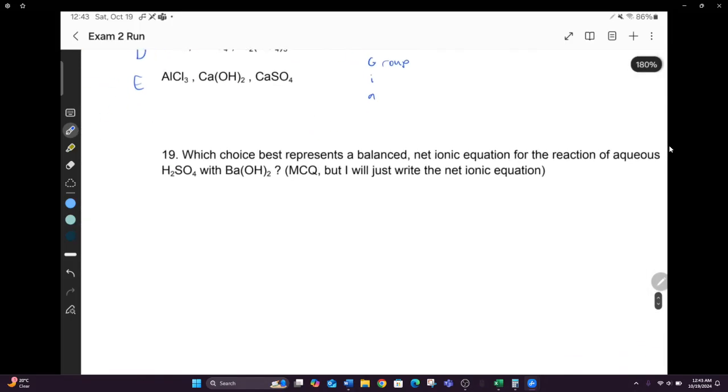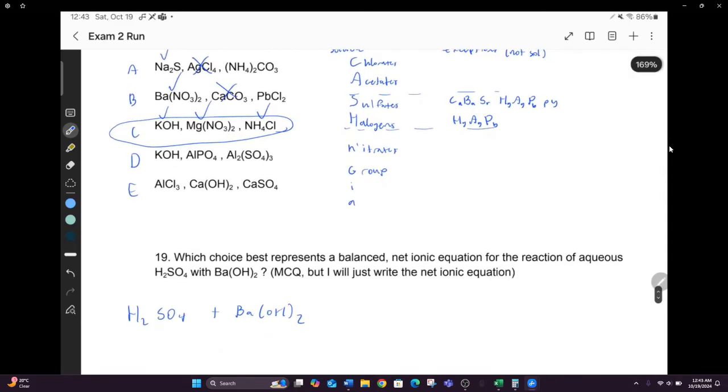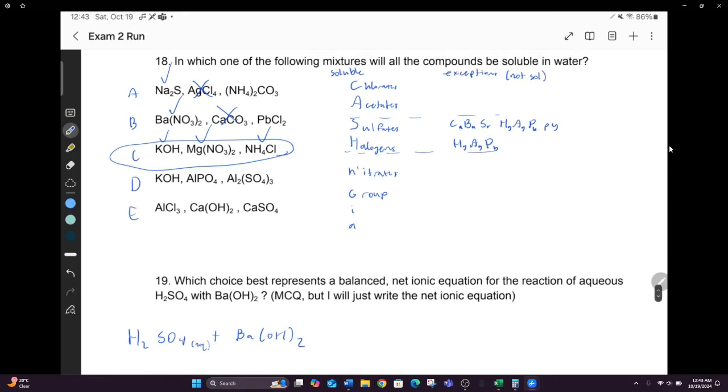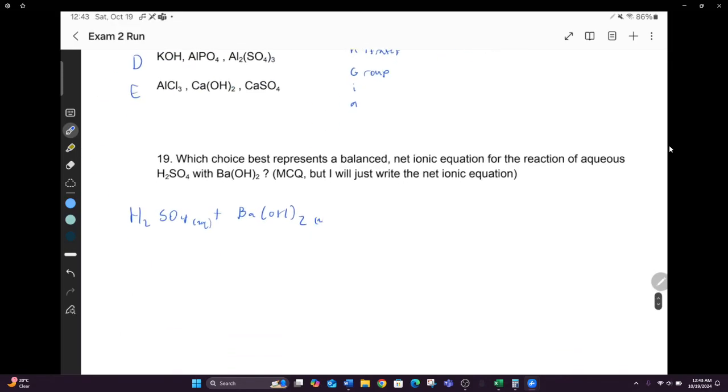So we have H2SO4 plus BaOH2. If you look at our CASH and GIA solubility rules, sulfates have exceptions, but hydrogen is not one of them, so this is going to be aqueous. Barium, which group is barium? I believe group 2? No, it's not. But it says it's aqueous, so we don't have to worry about that. It's aqueous.